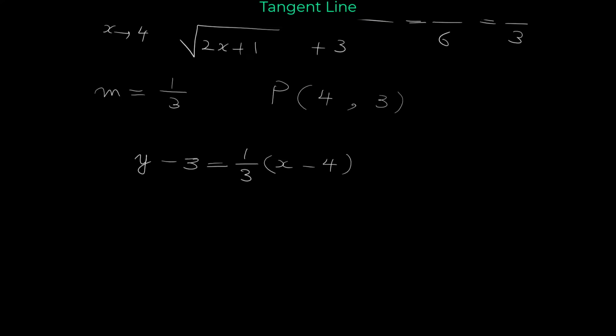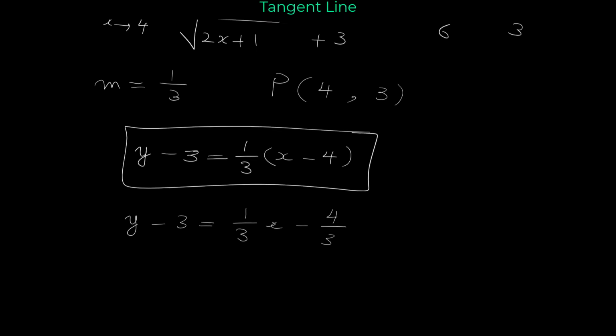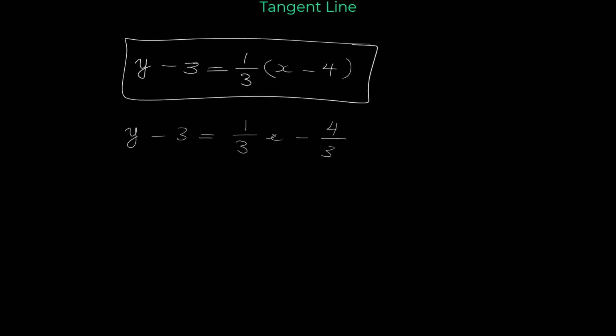And it's up to you to multiply 1/3 in the bracket or leave the equation in this form. Let me show you how you can rewrite the equation in the slope intercept form. If we multiply 1/3 in the bracket, we have this, and if we move -3 to the right side, we have y equals 1/3 x minus 4/3 plus 3.